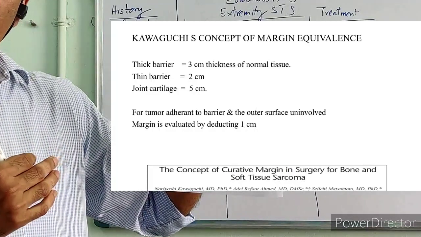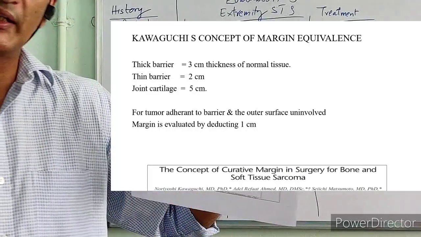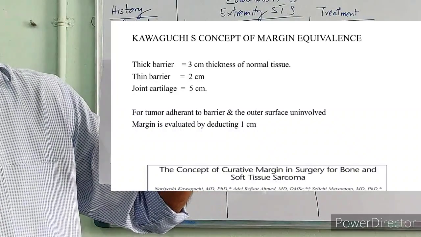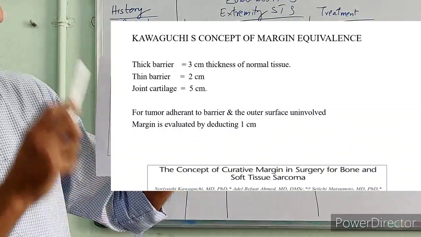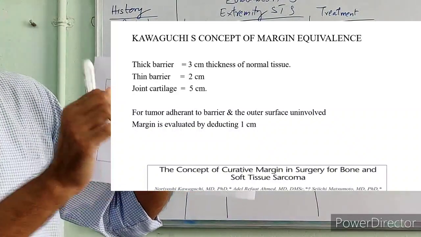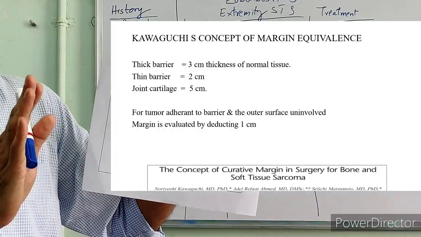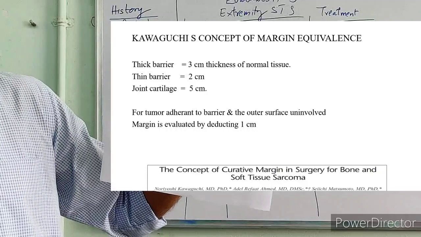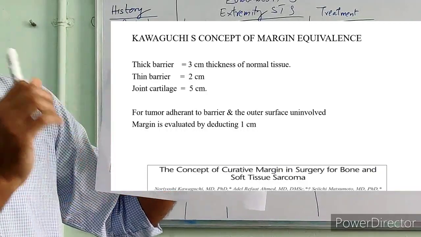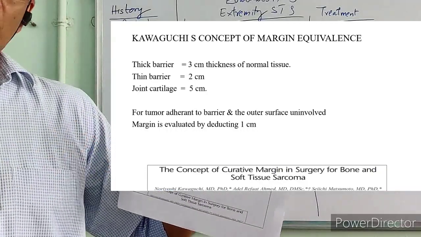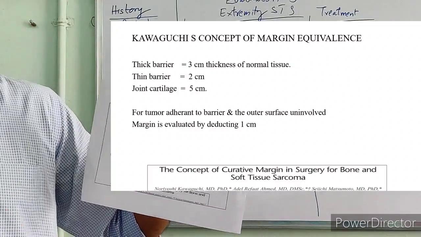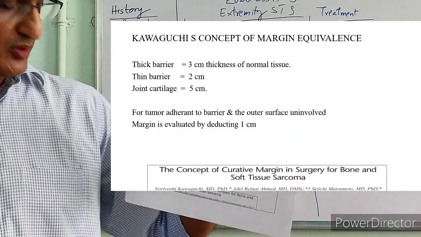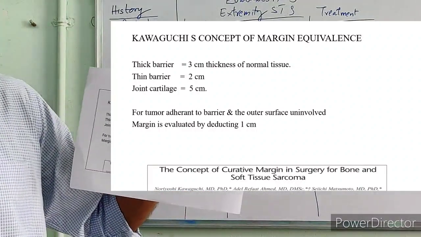It is not infiltrated. You don't have to go beyond the iliotibial tract and excise it. You can stop at the iliotibial tract and remove the tumor. The iliotibial tract is considered a 3 centimeter clearance if it is not infiltrated. Similarly, a thin barrier has got 2 centimeters. Joint cartilage has got 5 centimeters. If the joint capsule is not infiltrated, you don't have to excise the joint capsule. It is considered a 5 centimeter margin.